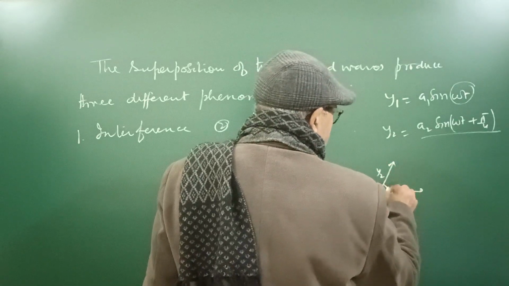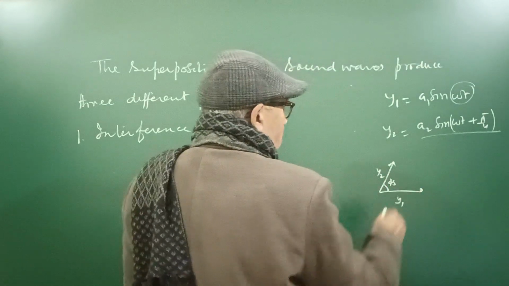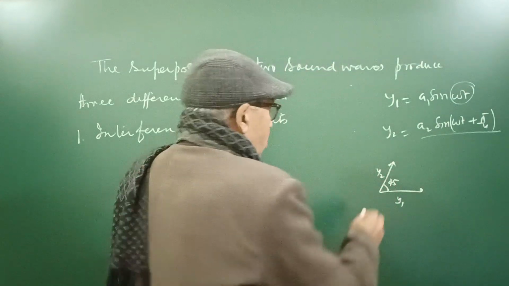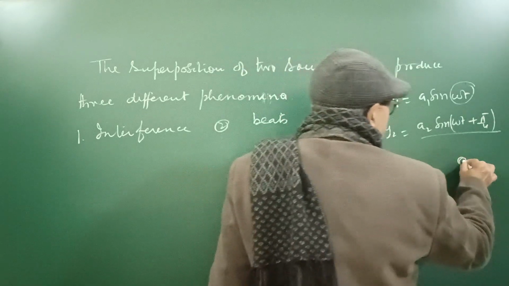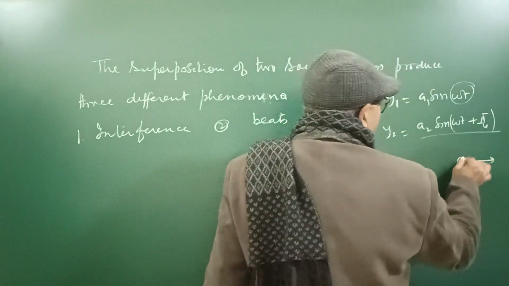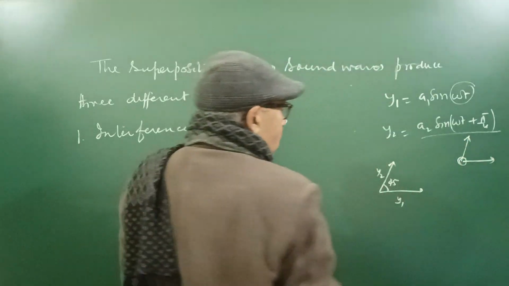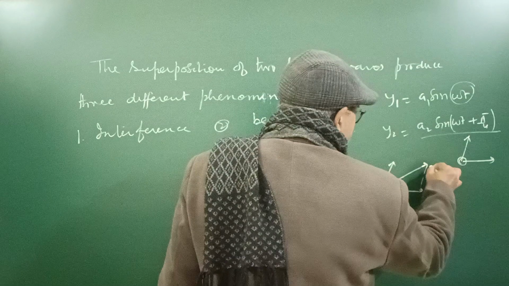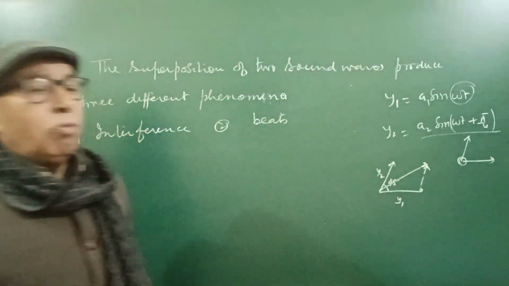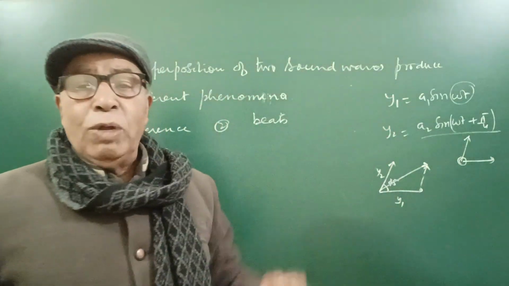y1 this direction, this 45. By at any place, particular medium is this. y1 this place this way, y2 this way. So resultant displacement will be according to law of parallelogram this way. This is a simple meaning of superposition of waves.